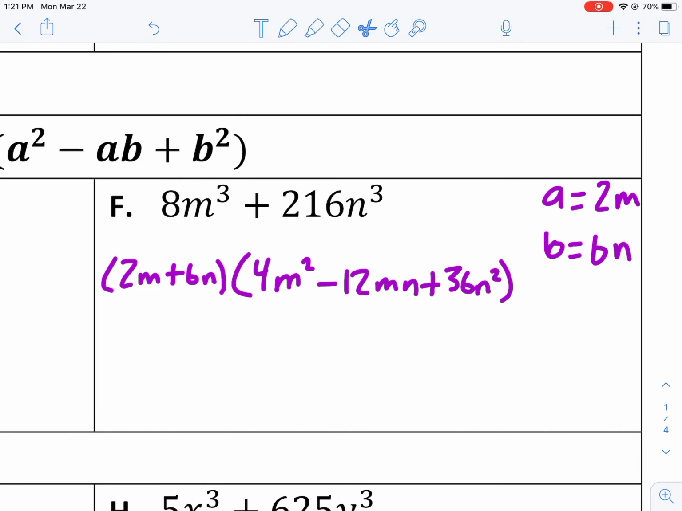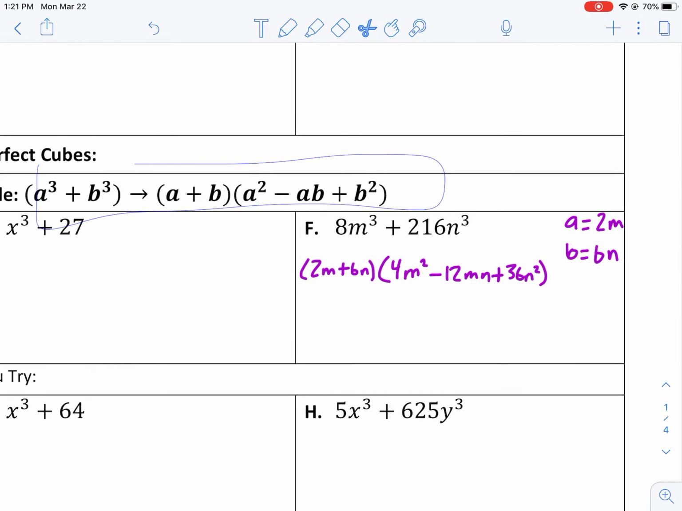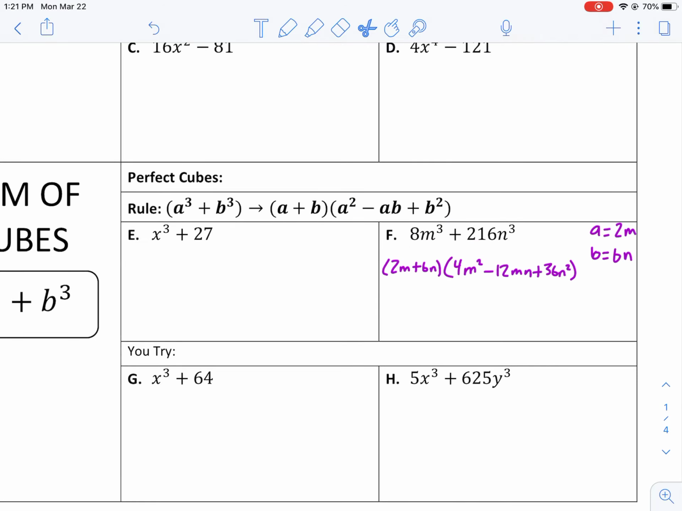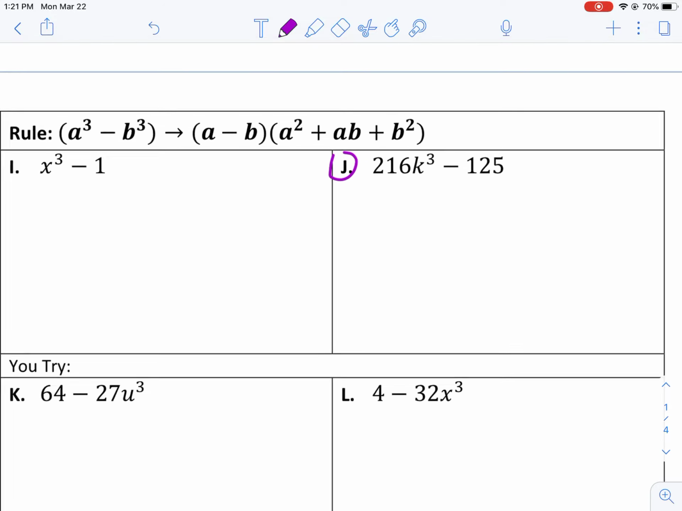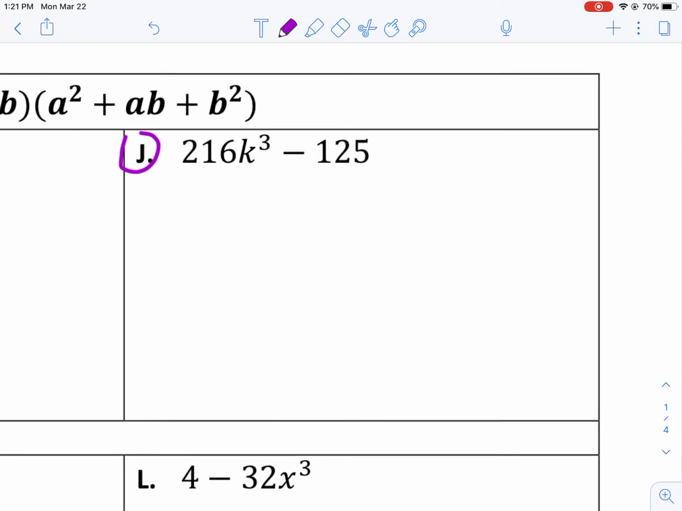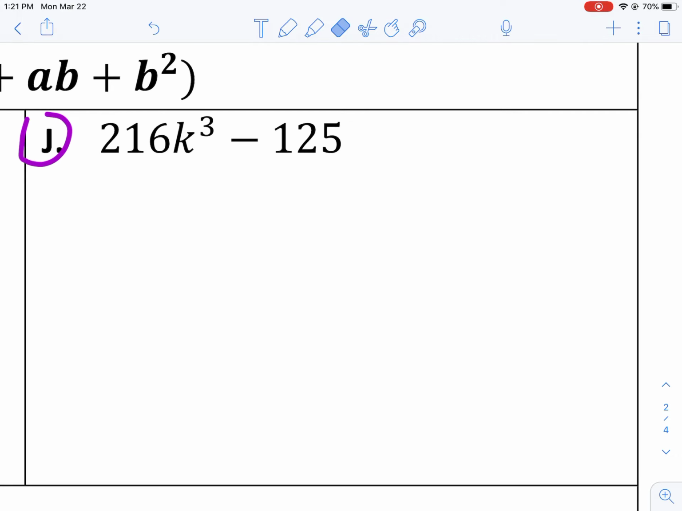So I'll give you this on the test. You just need to know how to find a and b and plug them in. So that's the rule for sum of cubes, all right? The rule for difference of cubes is pretty much the same thing, all right, except the formula is a little bit different. So you still want to figure out what a and b are.